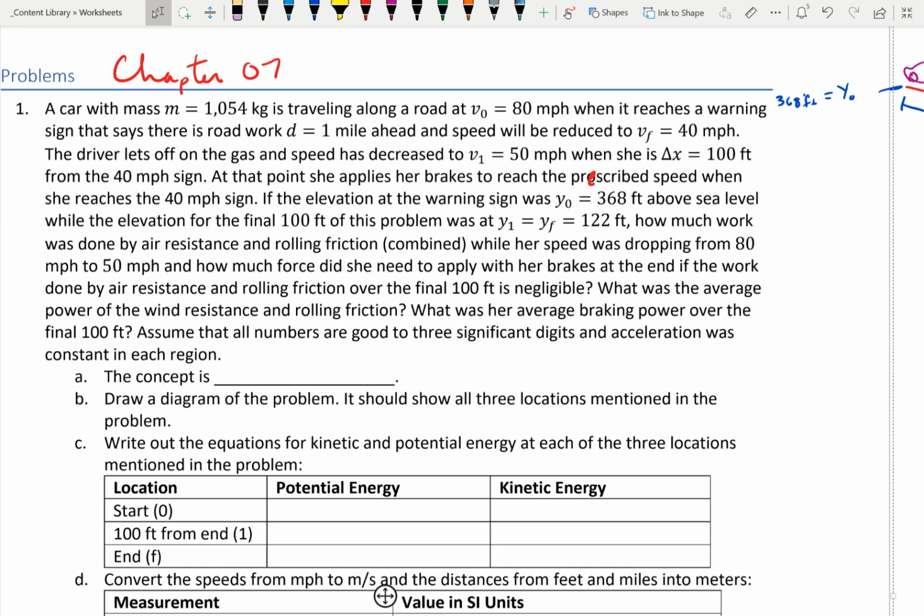Worksheet solution for the problems in Chapter 7 worksheet. Problem number 1, notice I have a typo, proscribed instead of prescribed.